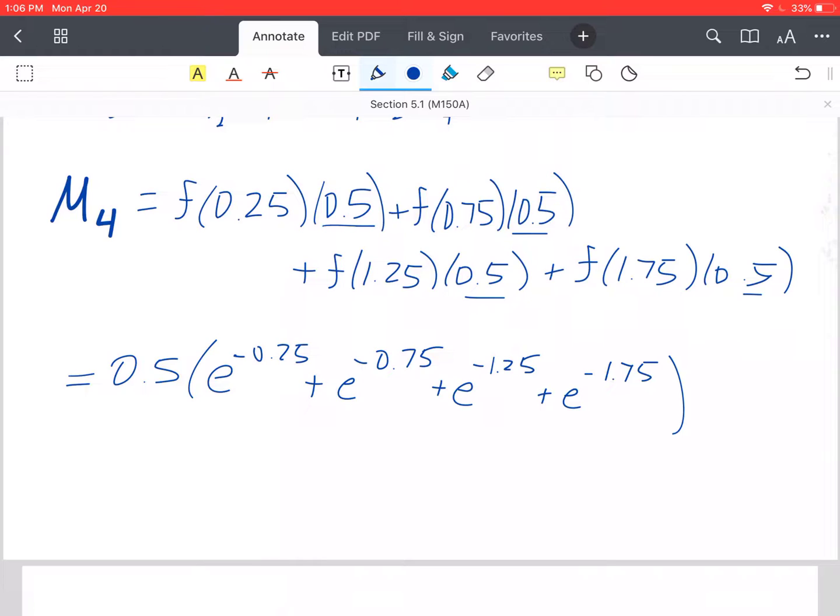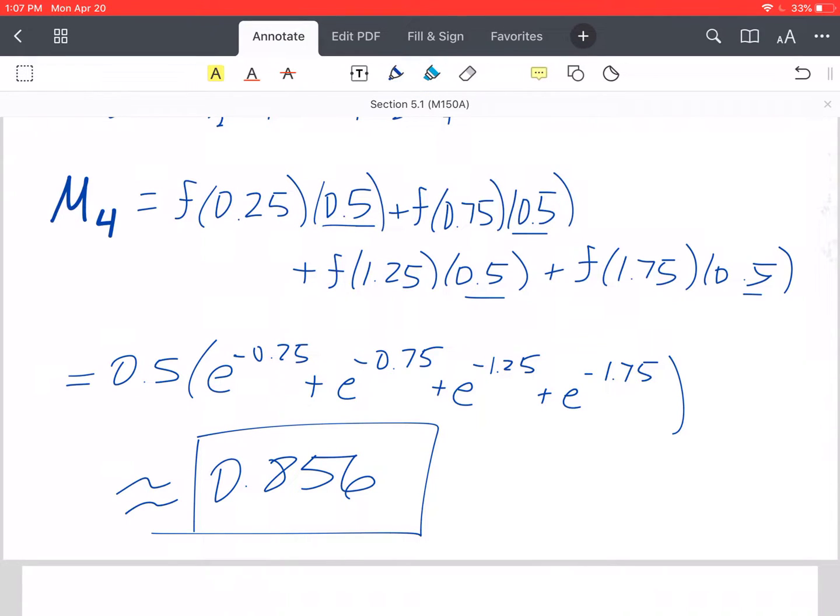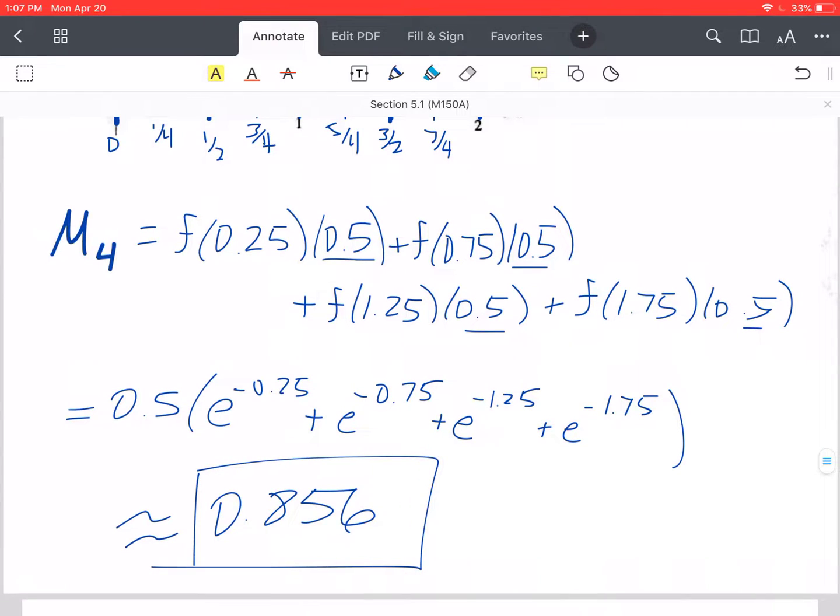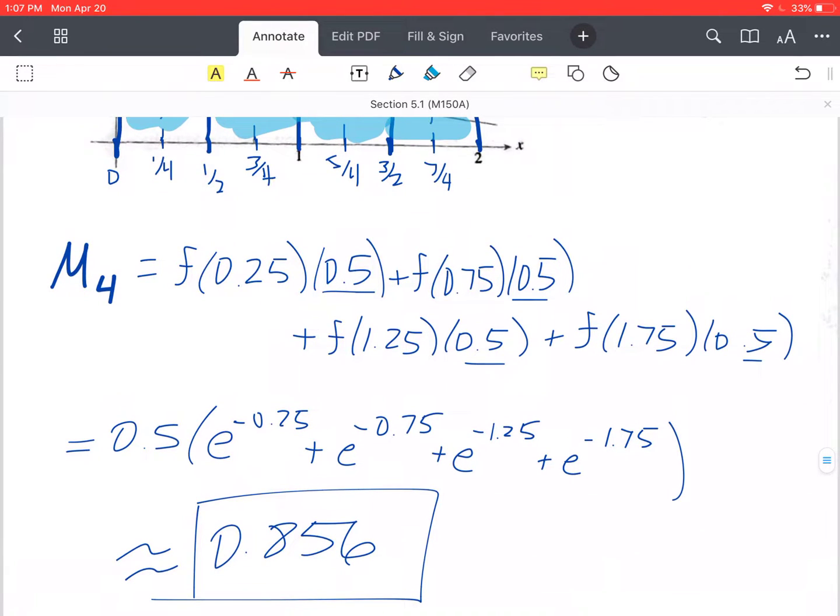Okay, and that's really as far as we could go without technology, but we do have technology, so we can approximate this as approximately 0.856 would be the area under this curve. Okay, and again, it's not exact, it is just approximate, but I would say that this is a pretty good approximation.